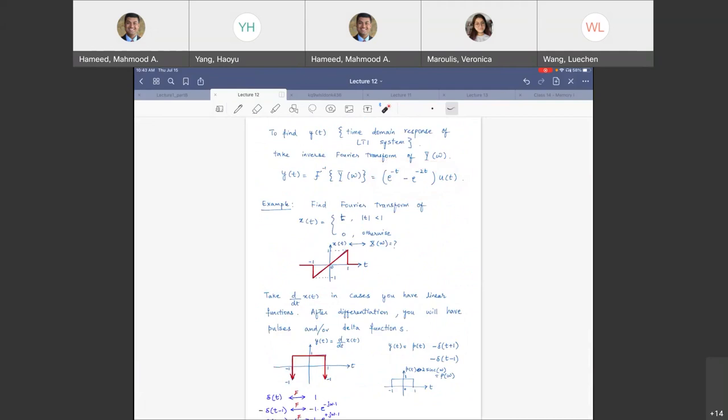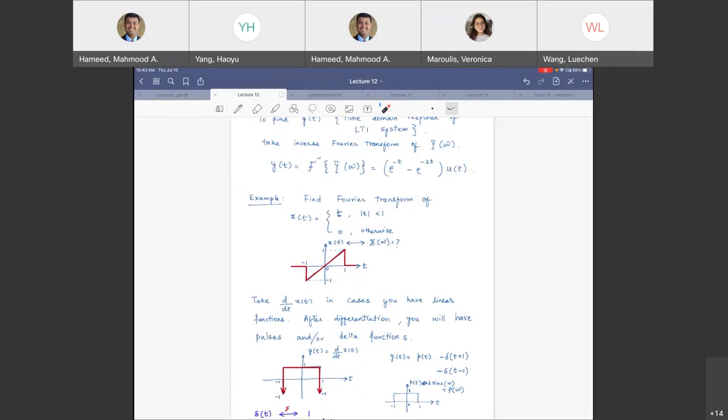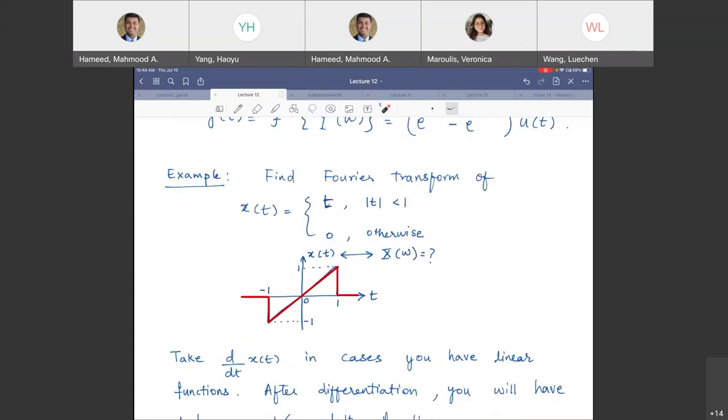Questions? We found the response of a linear time invariant system to an exponentially decaying input by working in the frequency domain. Next, find the Fourier transform of a linear function. You see a line, you think what? Time differentiation property. You see a line, you think time differentiation property. It'll help you a lot.